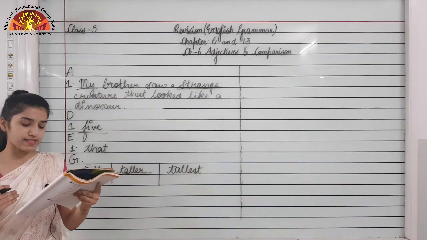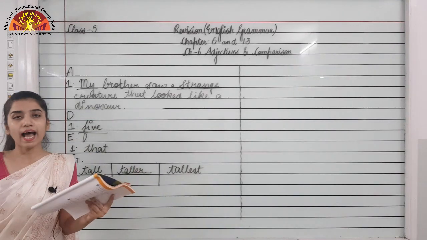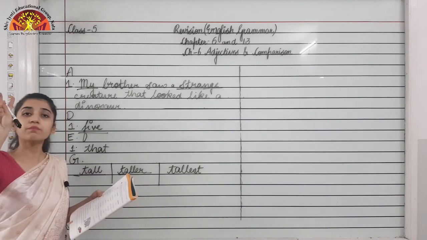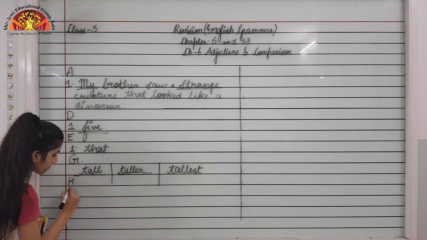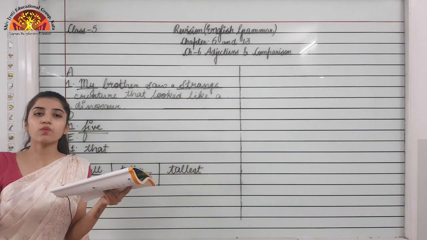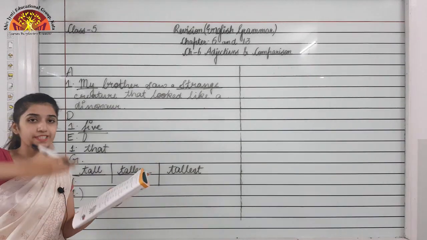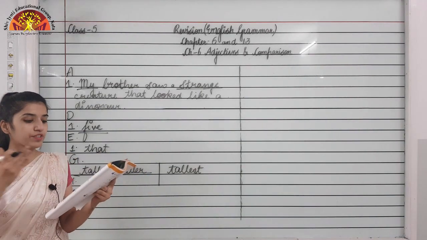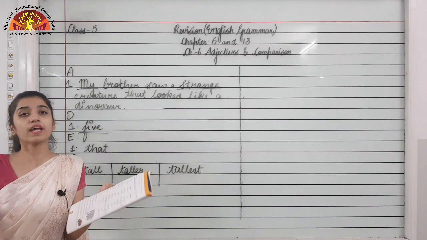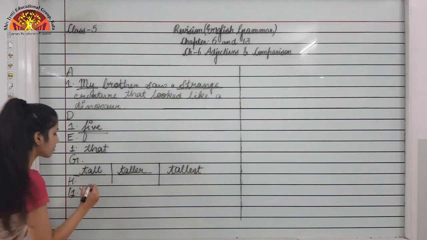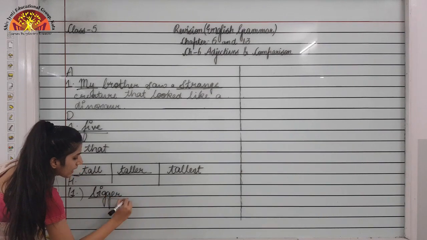Now exercise H. You can see, an elephant is big or bigger than a mouse. Here we are comparing between two things, that is, two animals, the elephant and the mouse. So which degree will we be using? The comparative degree. Big or bigger? The answer would be bigger. So the answer for the first one is bigger, and you need to underline bigger over there.